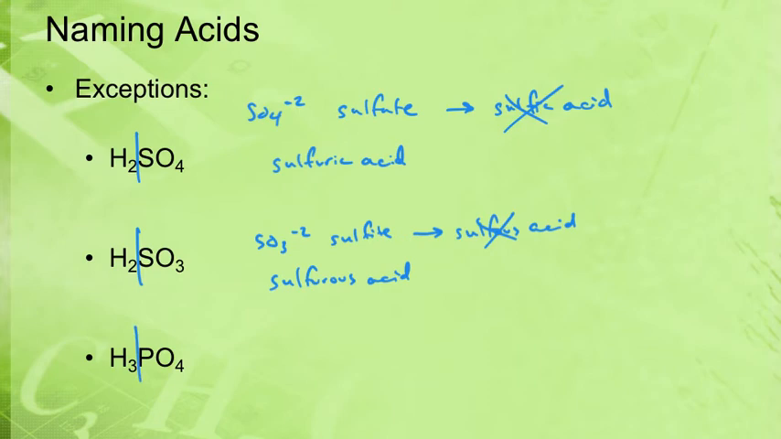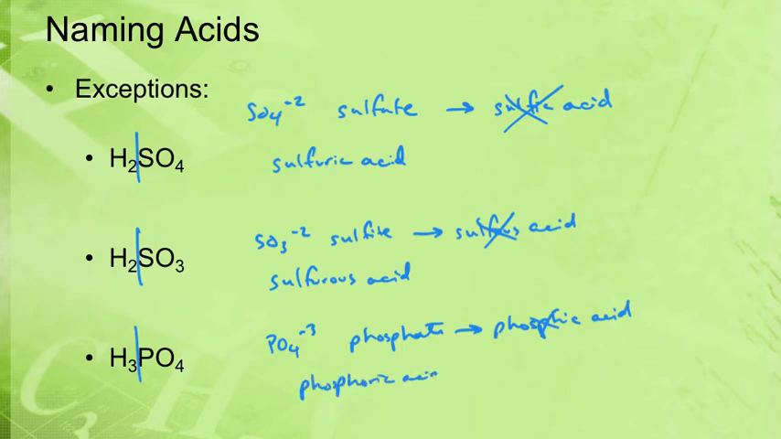H3PO4, separating out the hydrogen. PO4 is a phosphate ion. Phosphate, right? And you'd think this would be changing to phosphic acid. It's close, but that's not what it is. This is phosphoric acid. One of the ingredients in Coca-Cola, if you look on the side of that, it's called phosphoric acid.